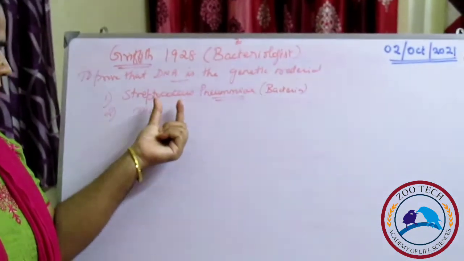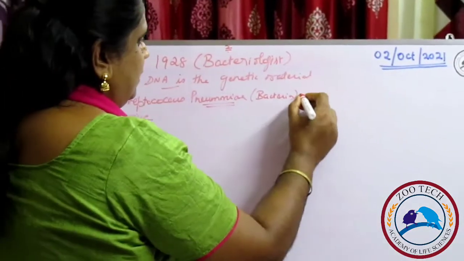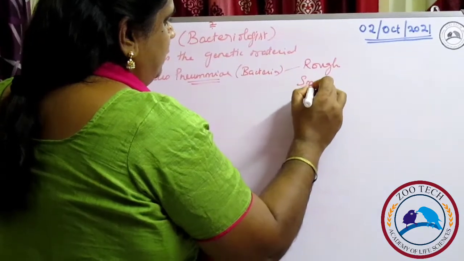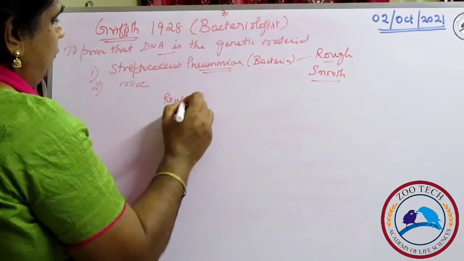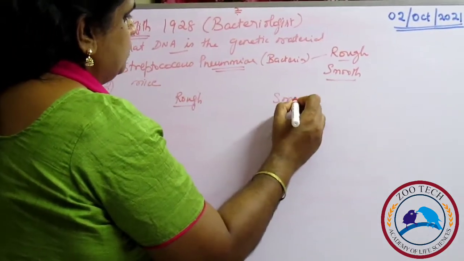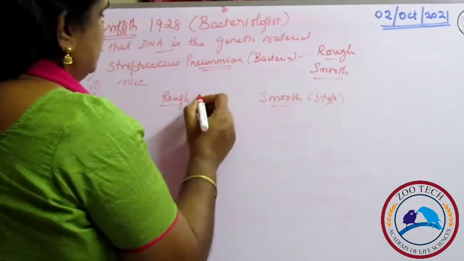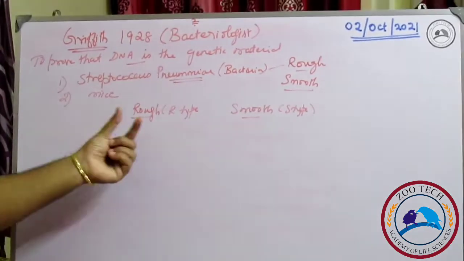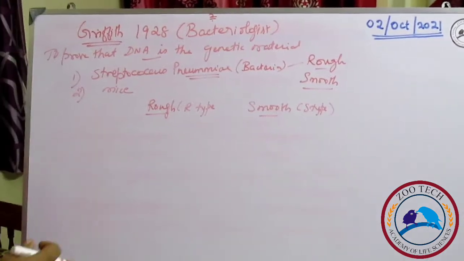So, he has taken the Streptococcus pneumoniae bacteria, which is divided into two types. One is the rough, the other one is the smooth type. You call the smooth the S type and the rough the R type.